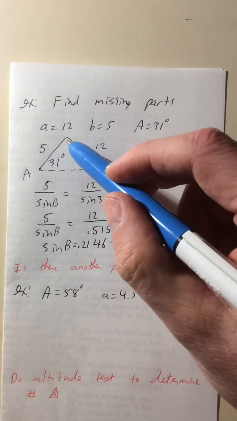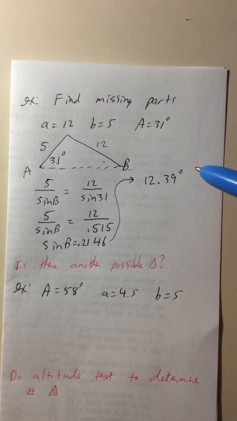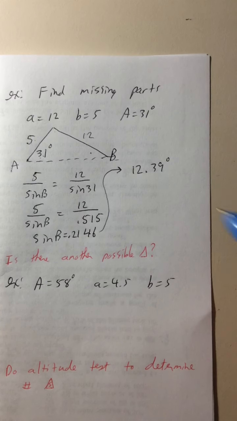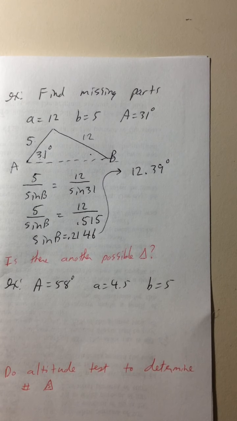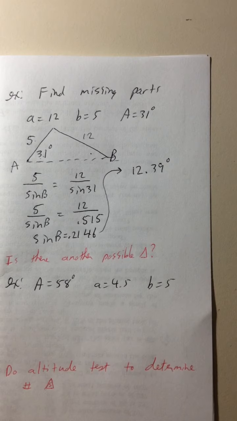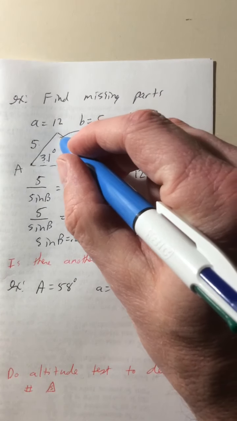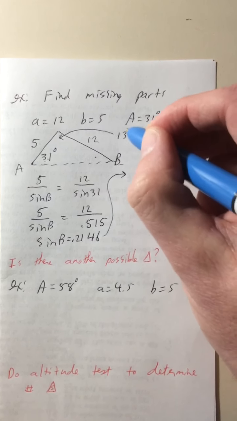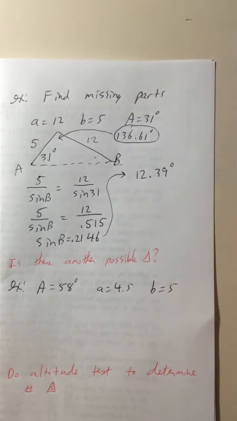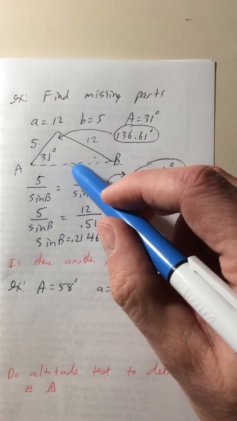So now we can figure out this angle up here, because we're going to add this to this and subtract from 180. So we got 31 plus 12.39 is 43.39. So 180 minus 43.39 equals 136.61. So this angle right up here is 136.61 degrees. So that's a missing angle. And we got one missing side to work with, and that's this one right here.